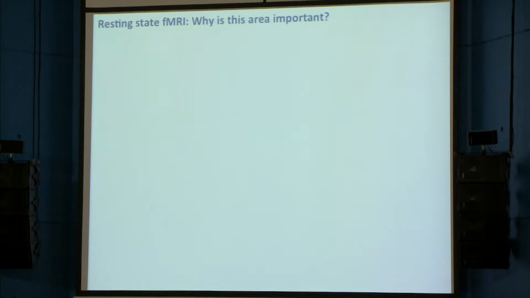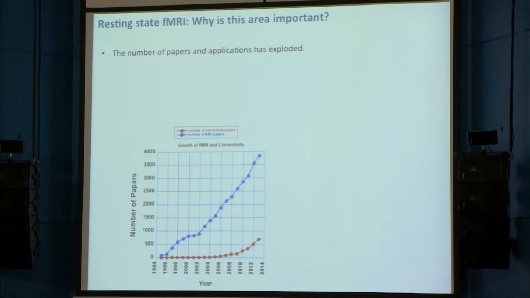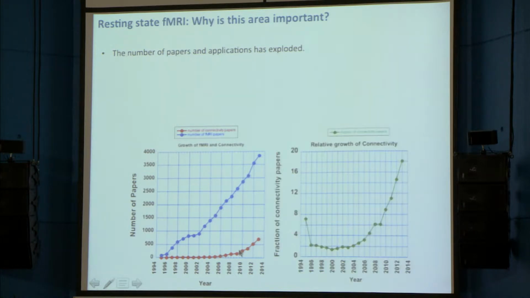So why is resting state important? First, the number of papers has exploded. This is an example of that, looking over the years at the number of papers in fMRI and the number in resting state. It doesn't completely do it justice, but it starts to take off around 2006. This is looking at the fraction of papers using resting state relative to the total fMRI papers, and it's on a complete upward curve, right now approaching 20%. I'm sure it will potentially exceed 50% in a couple of years. So that's pretty exciting and a little bit scary too.